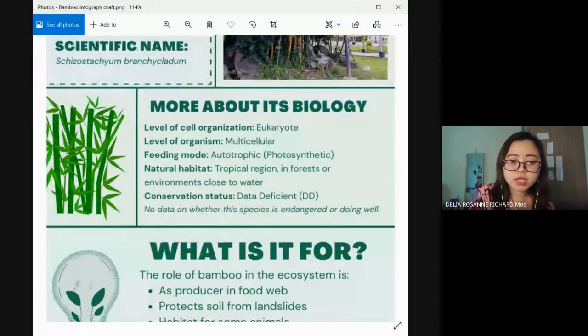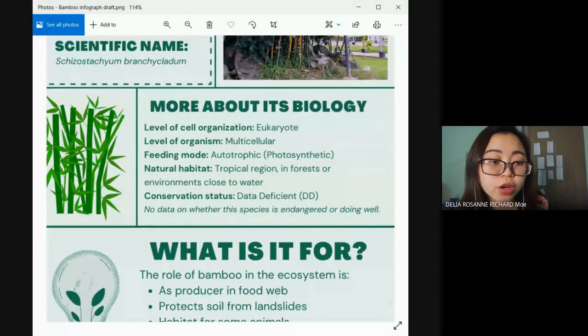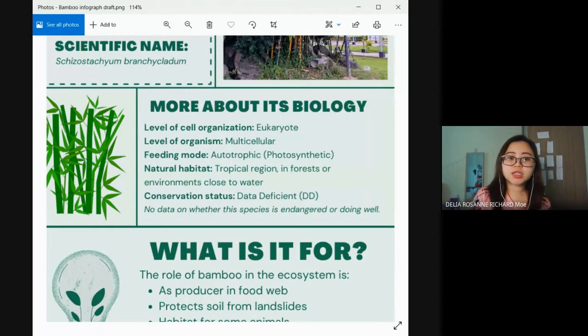So level of cell organization ini berdasarkan yang 5 kingdom system itulah. Dia adalah eukaryotic, level of organism multicellular, feeding mode autotrophic, photosynthetic. Okay, natural habitat is tropical region in forest or environments close to water. So natural habitat ini of course akan berubah bergantung kepada organism yang kamu pilih. Jangan kamu jumpa ayam, kamu cakap natural habitat dia adalah sky. Saya pukul kamu.